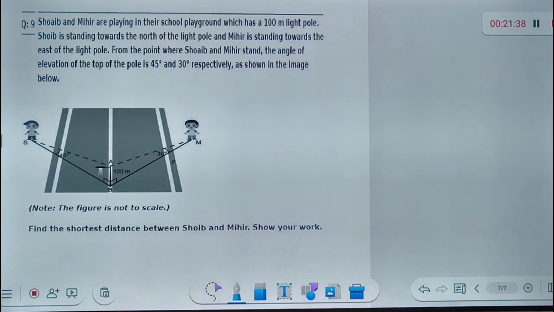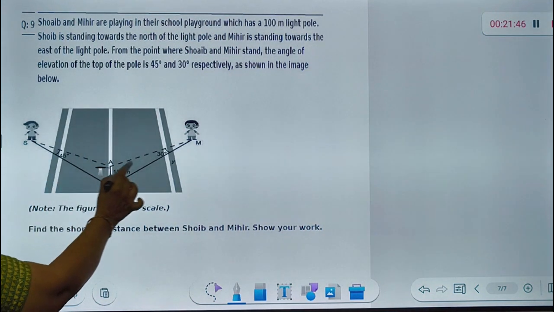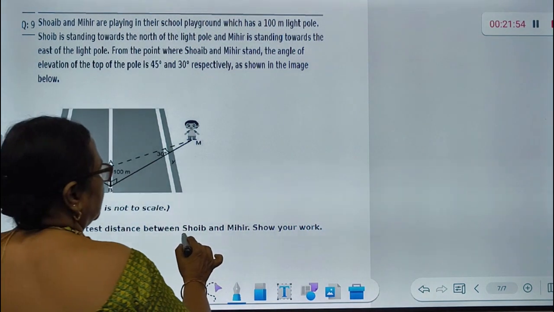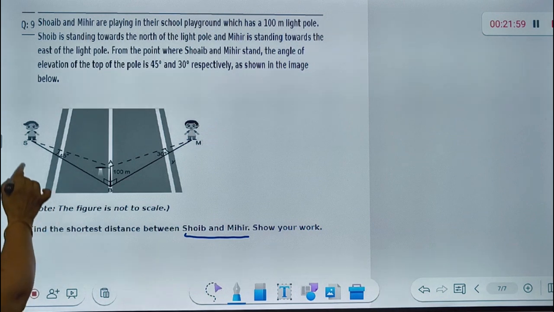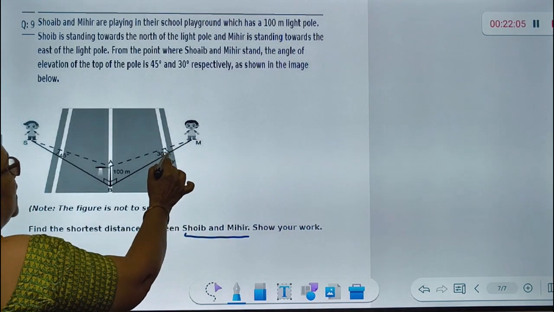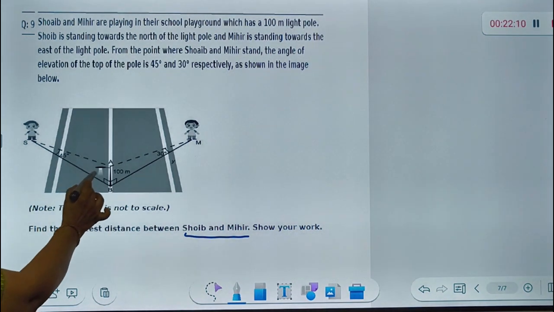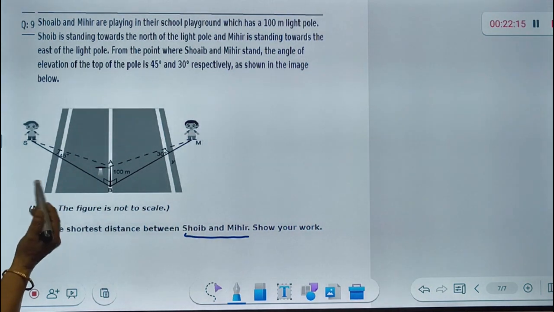From the point where they stand, the angle of elevation of the top of the pole is 45 degrees and 30 degrees respectively as shown in the figure. You have to find the shortest distance between Shoaib and Mihir. So, we have to find this SM. Now, the angle of elevation of Shoaib is 45. The angle of elevation of Mihir is 30 degrees. The height of the pole is 100 meters. Now, this angle is 90. So, this is a three-dimensional image that you have to imagine.